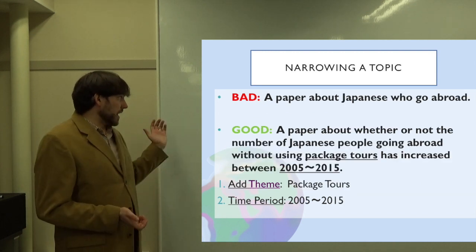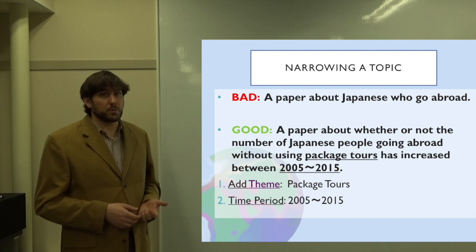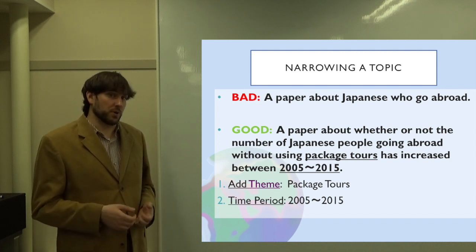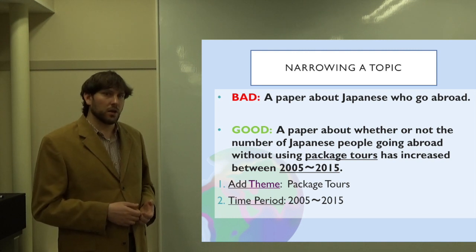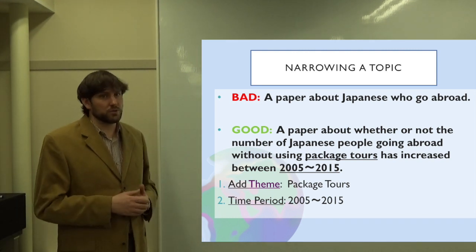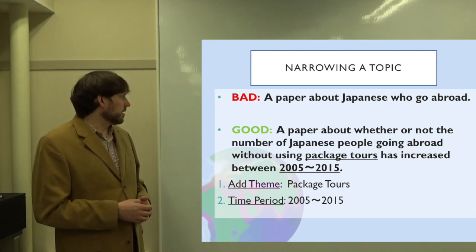Another one. This is bad. A paper about Japanese who go abroad. This doesn't help. There's lots of Japanese people that go abroad. There's lots of time periods in which Japanese people have gone abroad. There's lots of reasons why they go abroad. This would be much too large of a topic to be able to give a good thesis about.